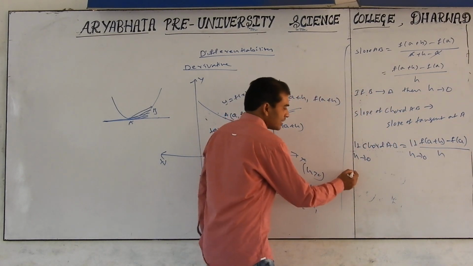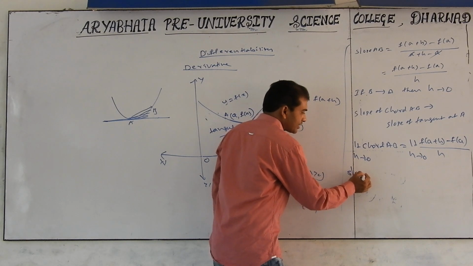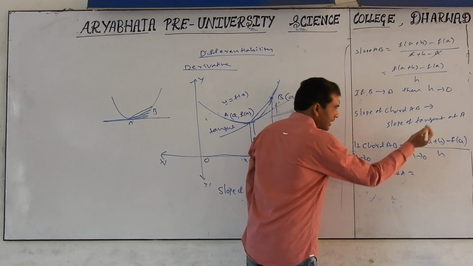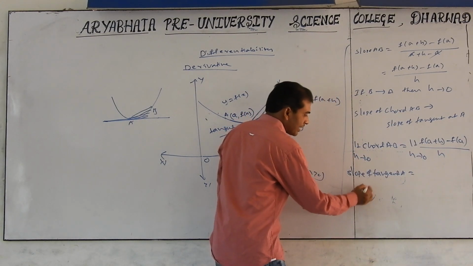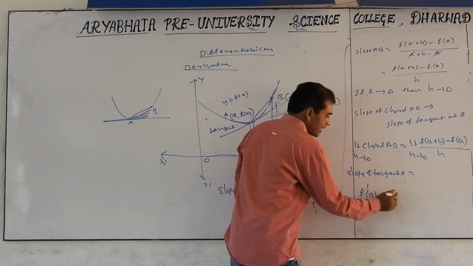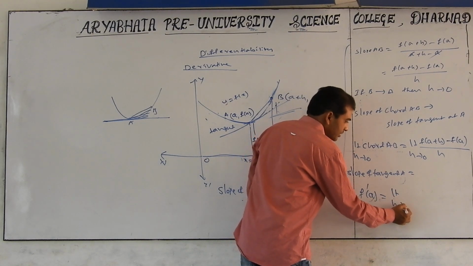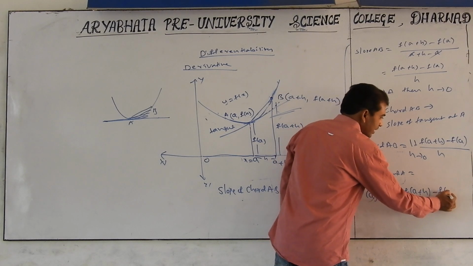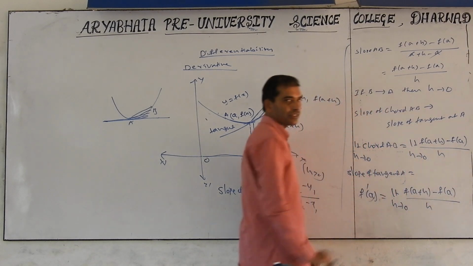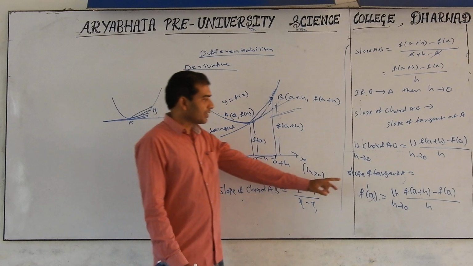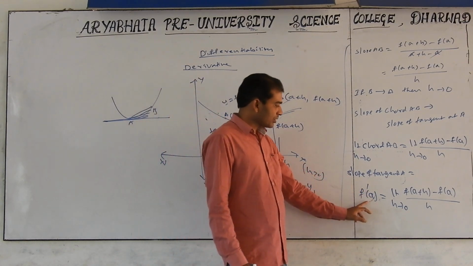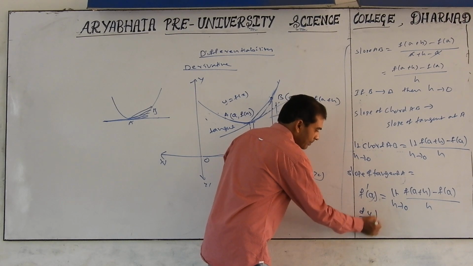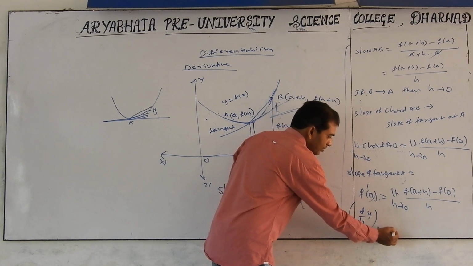So this is, we can write, the slope of tangent at A. It is denoted by f dash a, equal to limit h tends to 0 of f of (a plus h) minus f of a by h. So it is denoted like this. We can write like this also, d by dx of y at the point x equal to a.